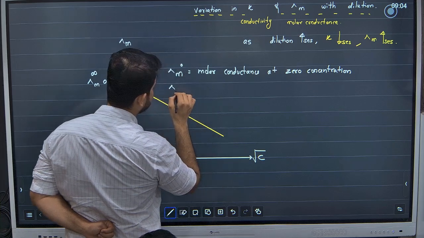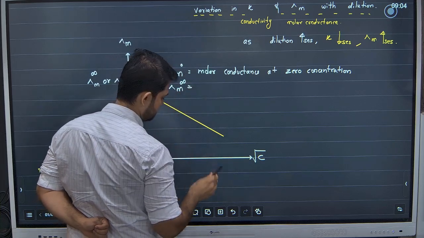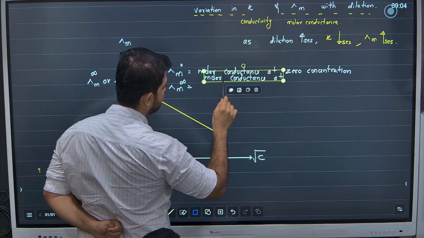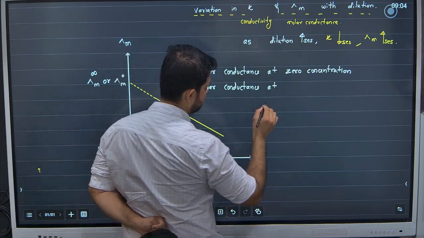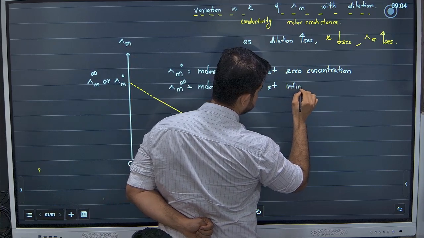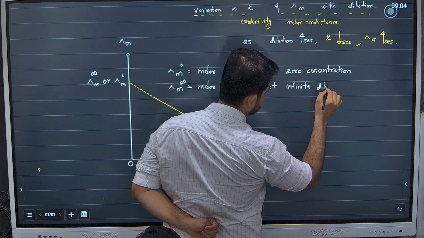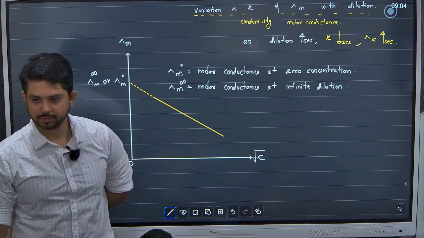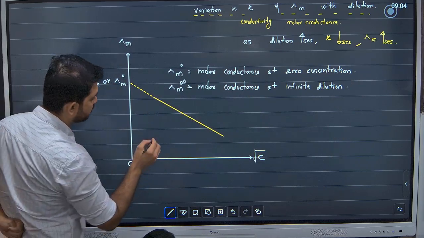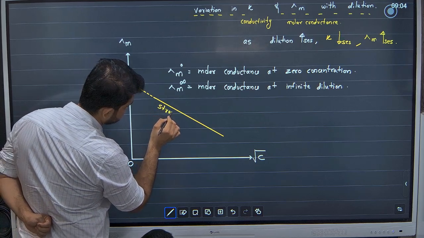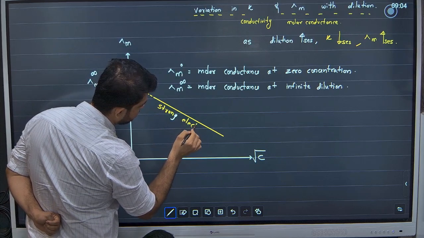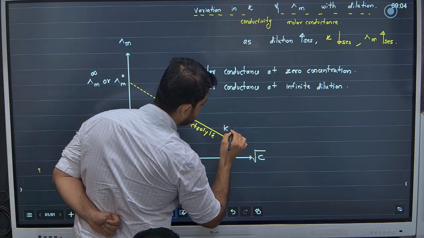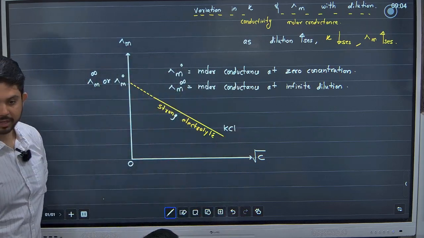या lambda m naught, सर lambda m infinity भी लिख सकते. That means molar conductance at infinite dilution. Any questions over there? Now this plot is for a strong electrolyte. What do you mean by strong electrolyte? Alpha almost equal to, you can consider this is for a strong electrolyte.